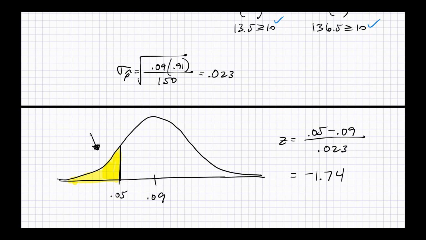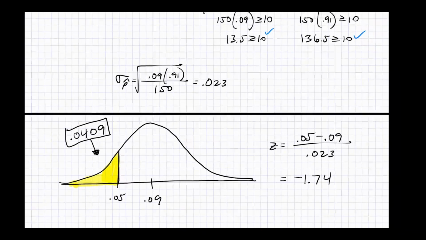Okay. Go to your tables. What do you get? 0.0409. Now, is that our percentage, or we have to subtract from 1? That's our percentage. Yep, that's our percentage. You are correct. Because it starts from 0, right? If I shade left, that's our percentage. If I shade right, I got to subtract from 1.